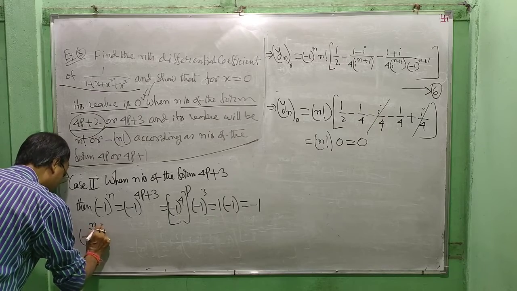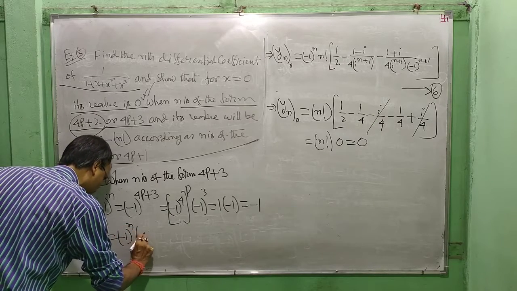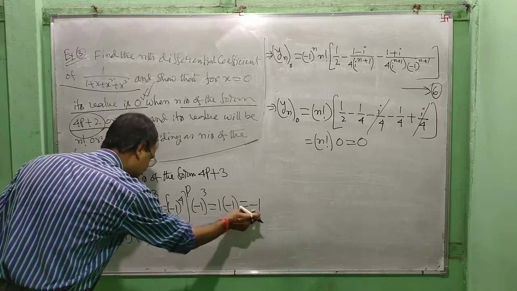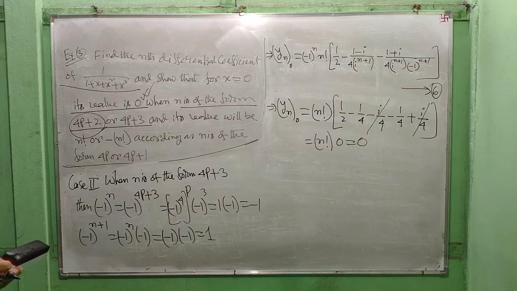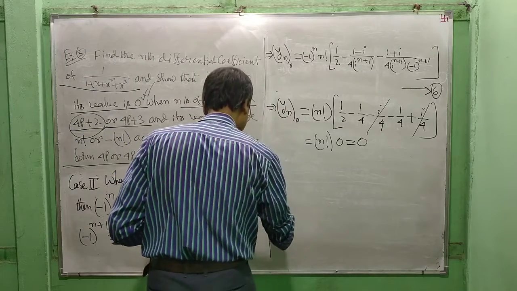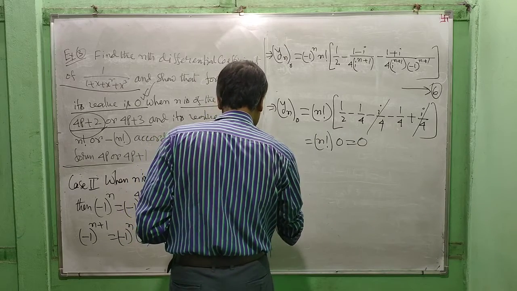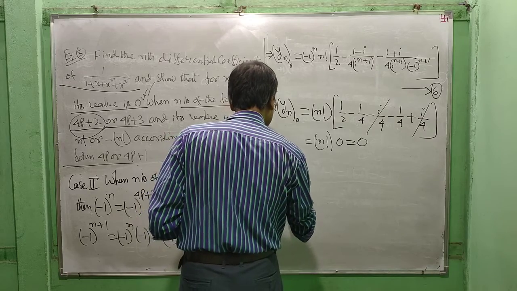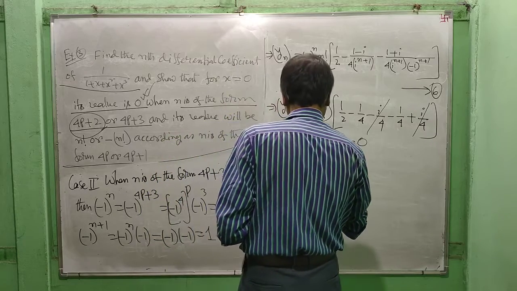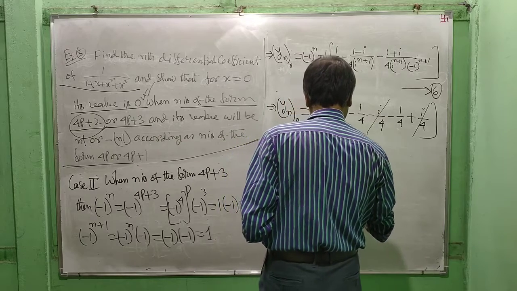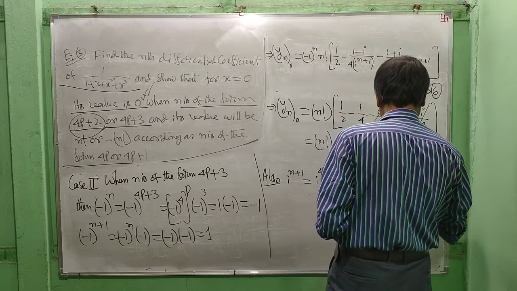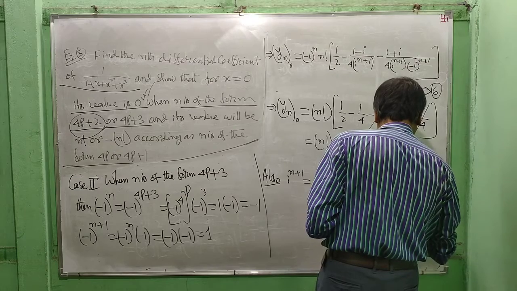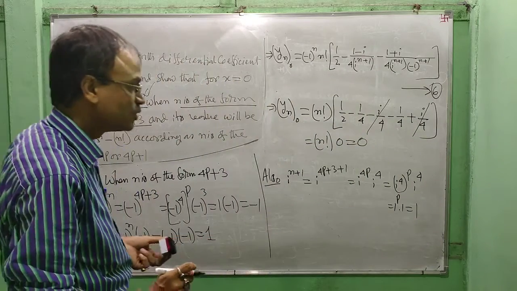(-1)^(n+1) is (-1)^n into minus 1. For (-1)^n you have minus 1, so minus 1 into minus 1 is equal to plus 1. For (-1)^(n+1), you have got plus 1. Now also, i to the power n plus 1 is equal to i to the power 4p plus 3 plus 1, which is i to the power 4p plus 4. This is equal to (i^4)^p times i^4, which is 1 to the power p into 1, and this is equal to 1.